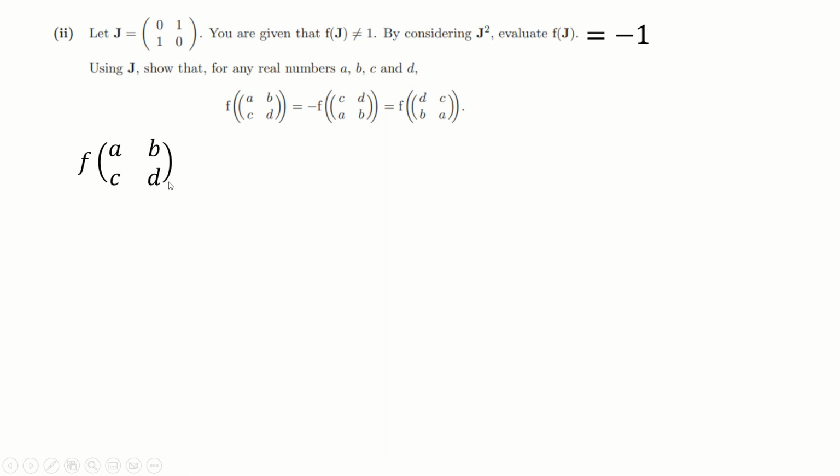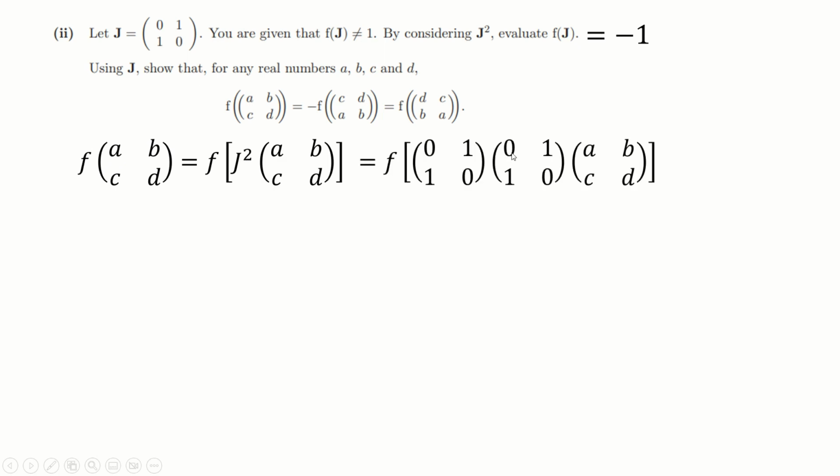So I tried timesing this by j squared on the right, didn't rotate in the right way. So then I times by j squared on the left, right? F of this is the same as f of this because j squared is just I, and I times this matrix is just this matrix. So therefore, I haven't done anything. That's fine. However, I could also say j squared is this times itself. And now if I ignore the front one for a second and just multiply those two together, 0 times a and then 1 times c gives me c as the first term, and then keep going and you get this.